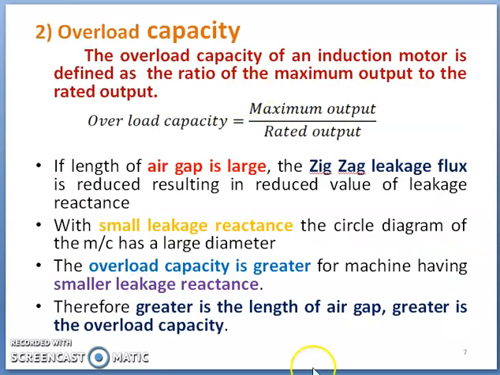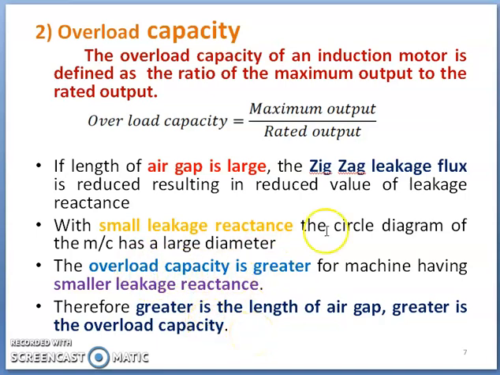Next, coming to overload capacity. What is overload capacity? The overload capacity of an induction motor is defined as ratio of maximum output to the rated output, right? And if air gap length is large, then what happens to flux? Zigzag leakage flux will be less, and that will reduce leakage reactance. And if leakage reactance is small, diameter of circle diagram is large. And whenever diameter of circle diagram is large, naturally overload capacity of machine will increase.